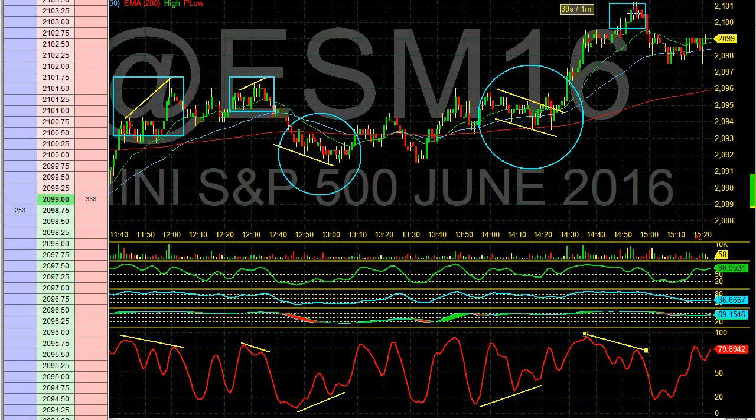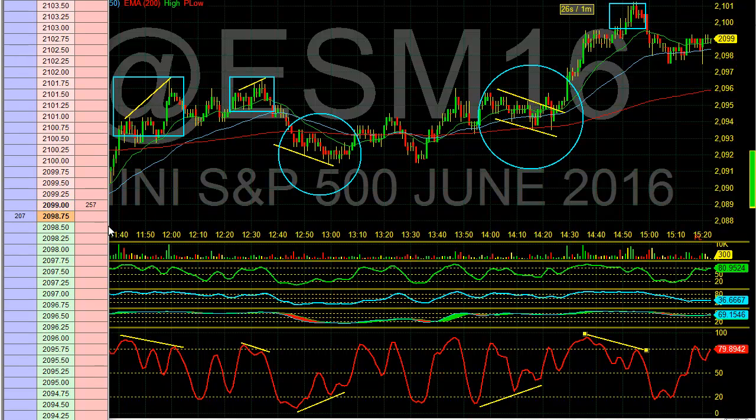So a short entry has to be very quick, and we use a couple of tools for that. We use that stochastic rotation on the 9-3. Once it gets back into oversold levels, there's a better chance of a bounce there. Also, we just use what we call a standard DOM entry.